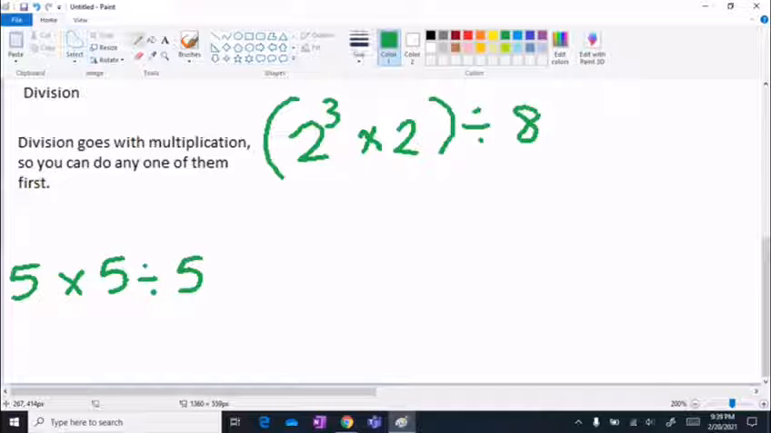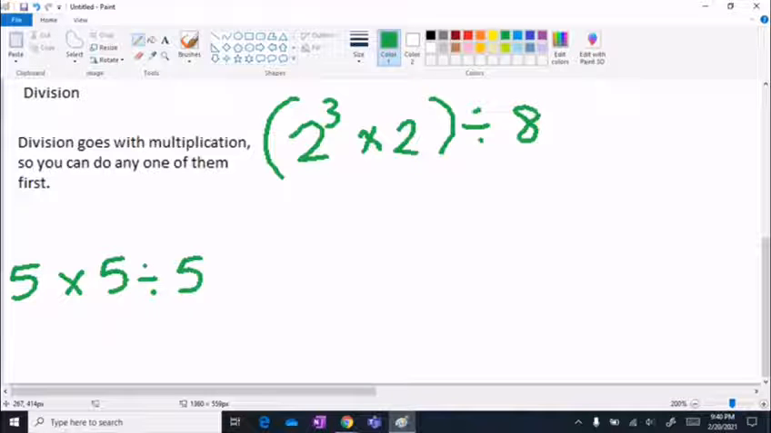Now we have two problems here, just like every single other thing we've solved. We have 2 to the power of 3 times 2 divided by 8, and 5 times 5 divided by 5. So let's do the first one. We already know to solve what's in parentheses first. Oh, and I forgot to say this. And this just counts for every other thing we do from the rest of my videos. You can always pause the video.